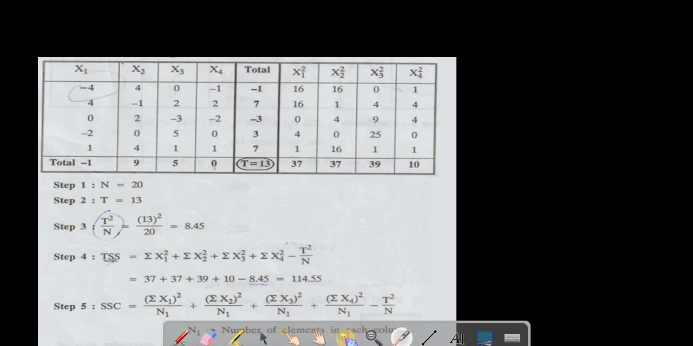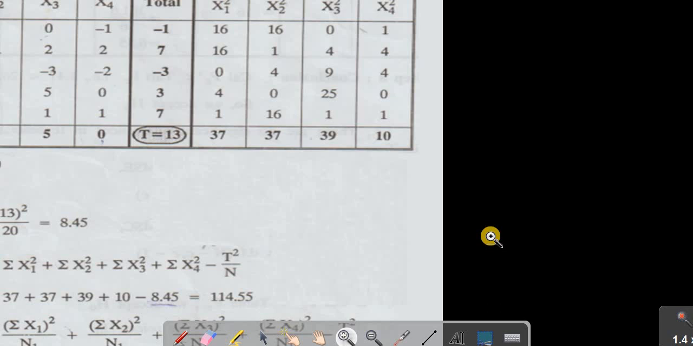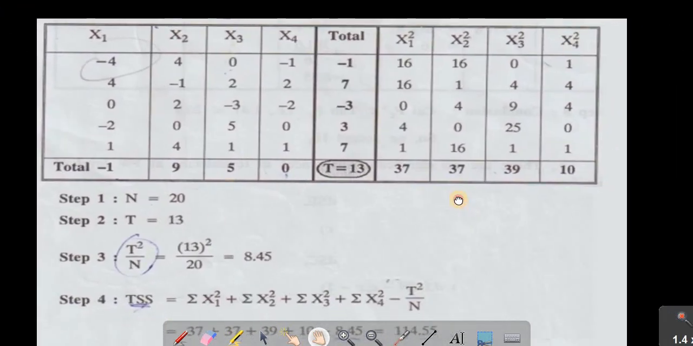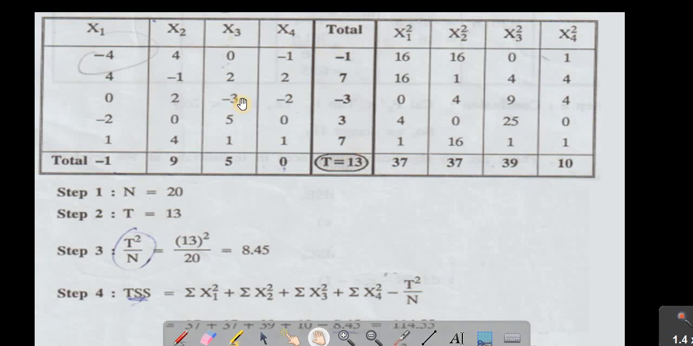So this is the way that we can get this total value here. We are adding all of them and writing here, and do the same for these two rows.